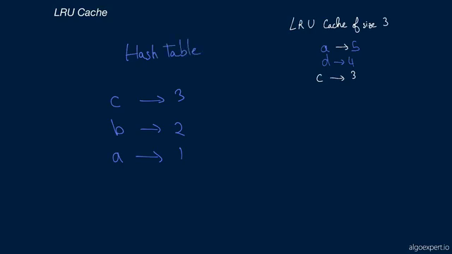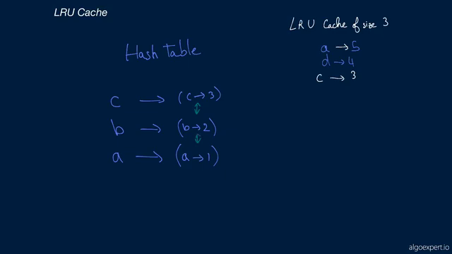But then, instead of having A, B, and C map to their values, 1, 2, and 3, why don't we have them map to nodes in a doubly linked list? So let's rewrite this and say we'll have a node here that is going to be A pointing to 1, B pointing to 2, and then here C pointing to 3, right? And these nodes are going to point to each other as they would in a doubly linked list.